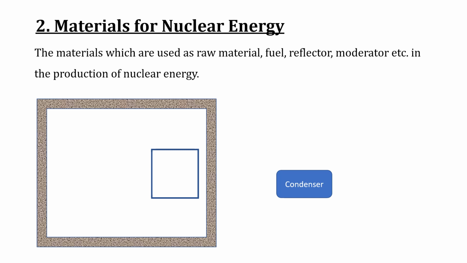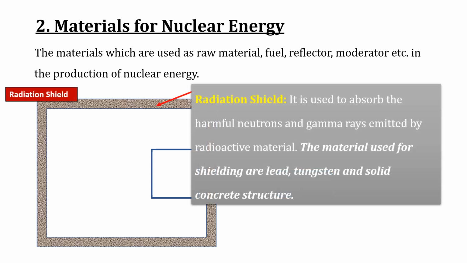In nuclear energy production, there is a chamber known as a radiation shield, which is used to absorb the harmful neutrons and gamma rays emitted by the radioactive materials. This chamber is made up of lead, tungsten, and a solid concrete structure. So lead, tungsten, and solid concrete structure are the materials used for the radiation shield.